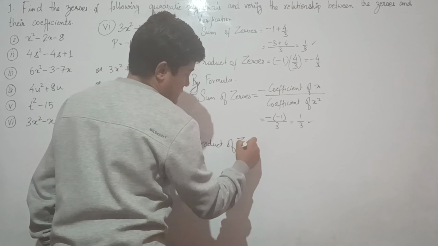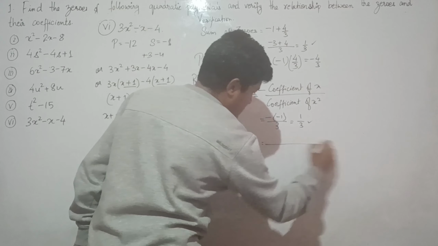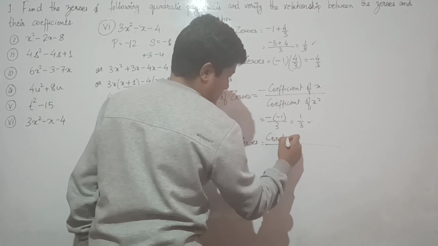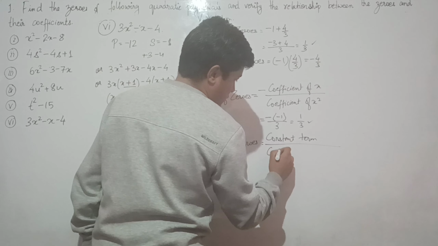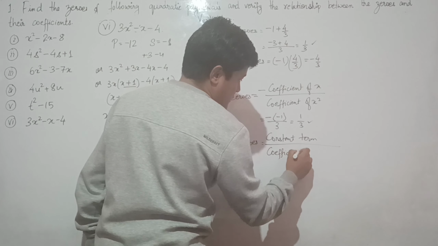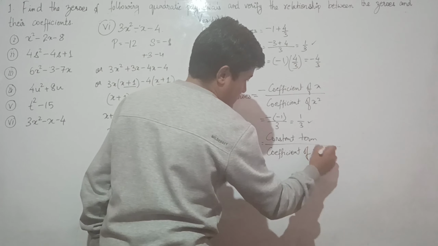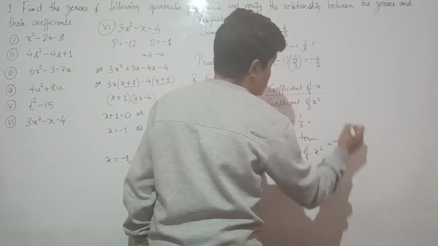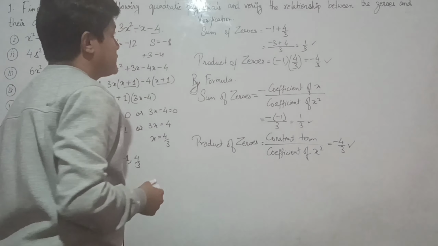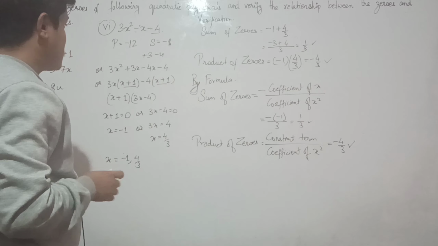For the product of zeros, the formula is constant term by coefficient of x square. The constant term, the term that doesn't have a variable, is minus 4, and the coefficient of x square is 3, so minus 4 by 3, so it comes exactly. So this is how you verify and find the zeros of the equation.